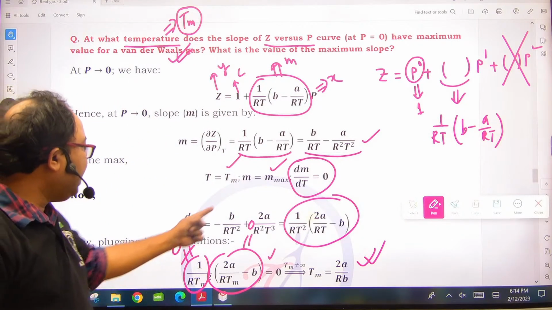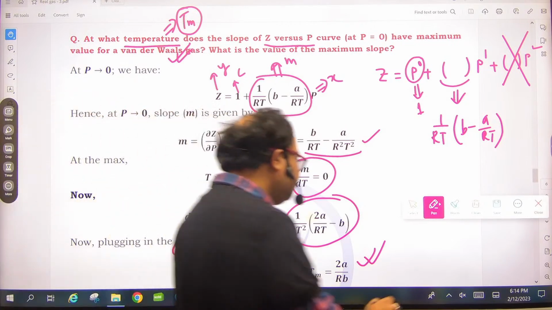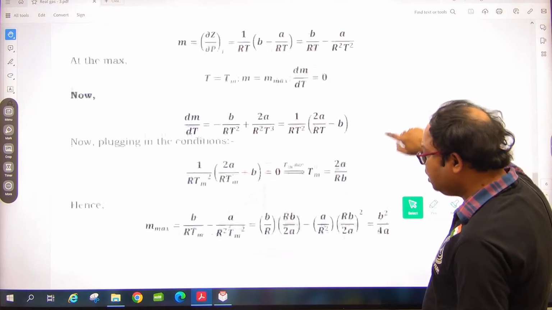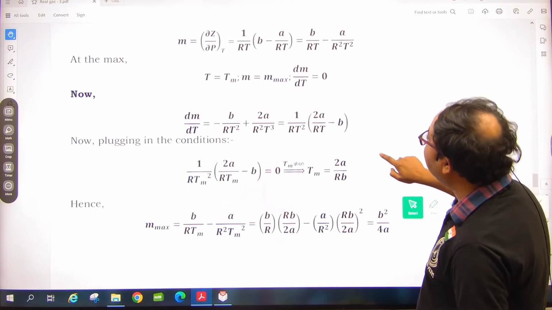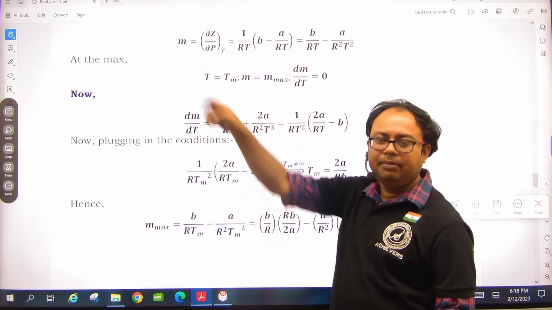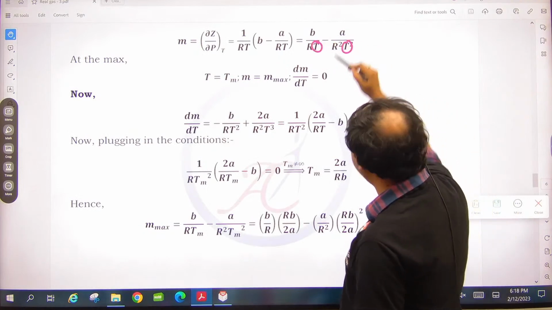Now you need to calculate the value of m max. It's very simple. We'll do it in the next part. M max is nothing but the value of m at t equal to Tm. So you need to replace this t and this t by Tm.